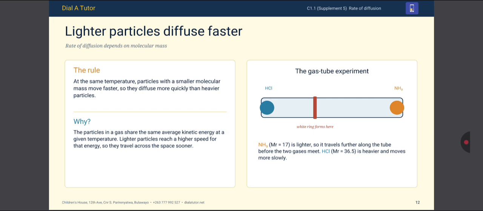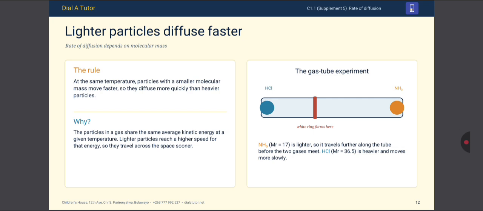The rate of diffusion depends on molecular mass. The rule: at the same temperature, particles with a smaller molecular mass move faster, so they diffuse more quickly than heavier particles. Why? The particles in a gas share the same average kinetic energy at a given temperature. However, lighter particles reach a higher speed for that energy, so they travel across the space sooner.